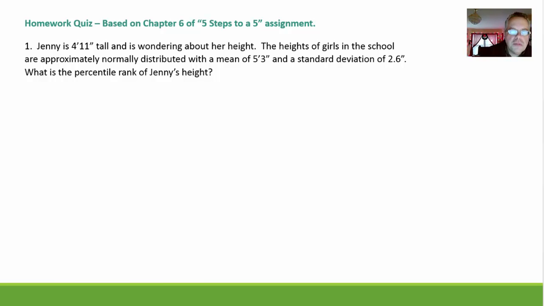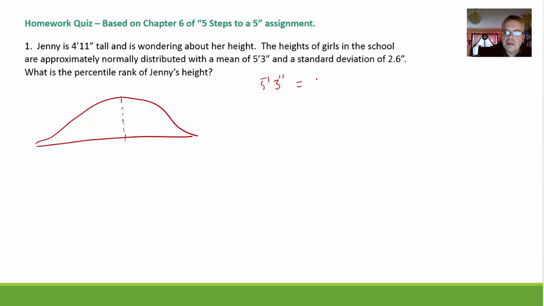We should start by drawing a normal curve, since this is a normal distribution problem. My curve's kind of goofy, but it'll work. On average, the girls are 5 foot 3. We have to convert this to inches, because we have two different units going on here. 5 foot 3 is 63 inches, so the average height is 63 inches, and the standard deviation is 2.6 inches.